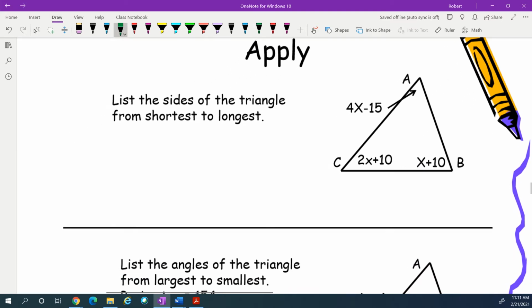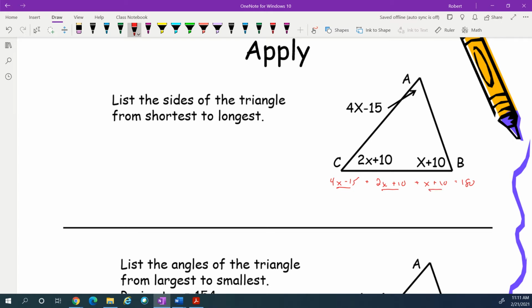Let's apply it in another example here. Here we don't know any of the angles. We're given algebra, but we don't have any angle measurements. So the first thing we're going to have to do is figure out these angles. So we're going to add up our angles: 4x minus 15 plus 2x plus 10 plus x plus 10, and we know that the total has to be 180. The three angles of a triangle will always add to 180.